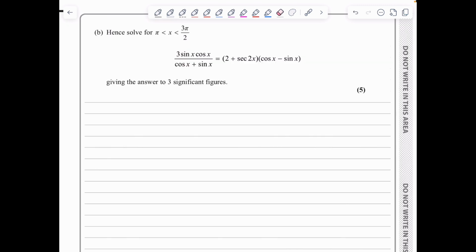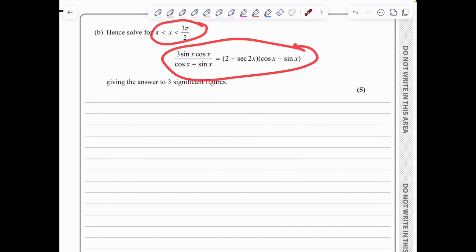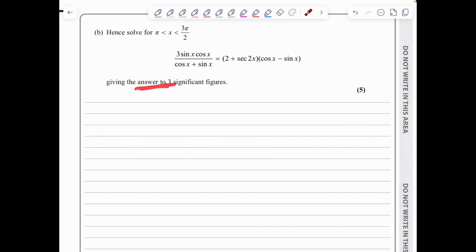In part B, we are asked to solve for x between pi and 3 pi over 2 the given trigonometric equation, giving the answer to 3 significant figures. So we know we're looking for a single answer. So if we use what we have found in part A, we can see that this leads to 3 sine 2x minus 4 cos 2x is 2.